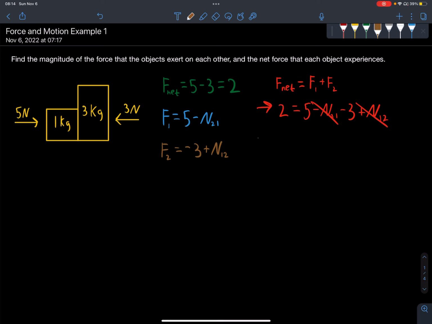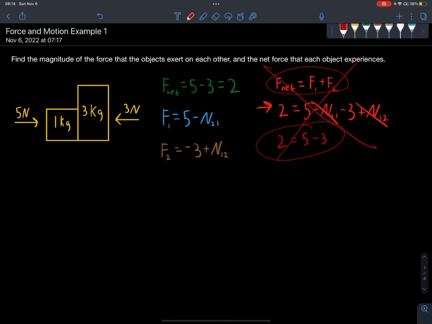But then what are we left with here? We're left with 2 equals 5 minus 3, which not only is obvious, but we already came up with that. That's just this exact equation. And sometimes this happens. Sometimes you set some stuff equal to each other, and in this case, this was correct, but the information it provided was just not useful. So let's see if we can use something else.